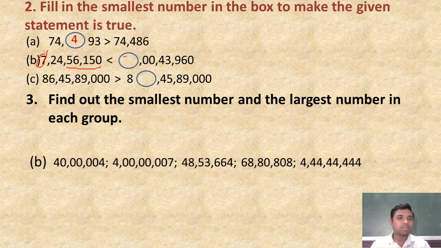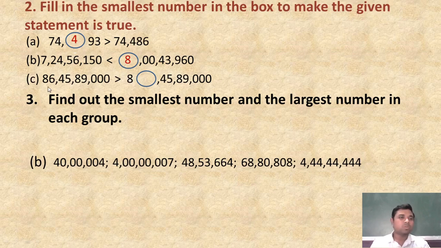If you put 7 here, just see, 7 crore, but here 7 crore 24 lakh, while here 0 lakh. This is not possible. So put 8. Now just see, 7 crore is less than 8 crore. That means this is true. So the answer will be 8.